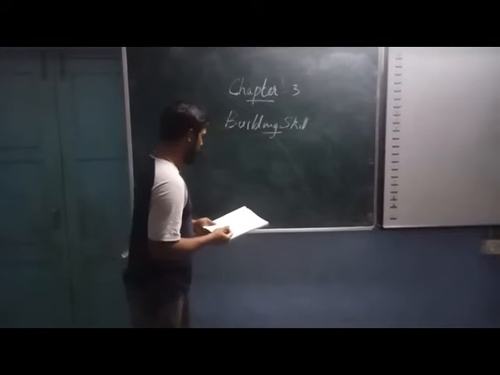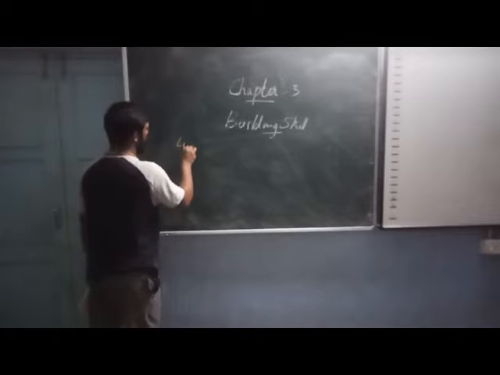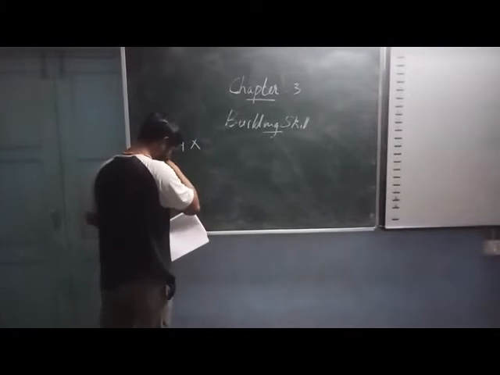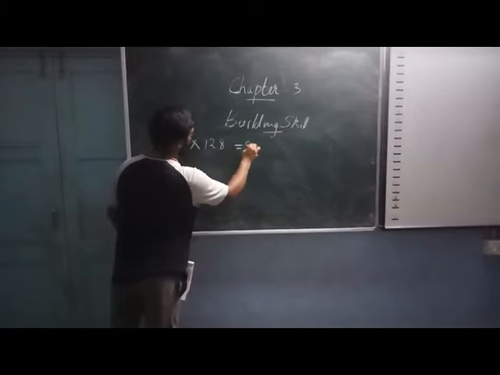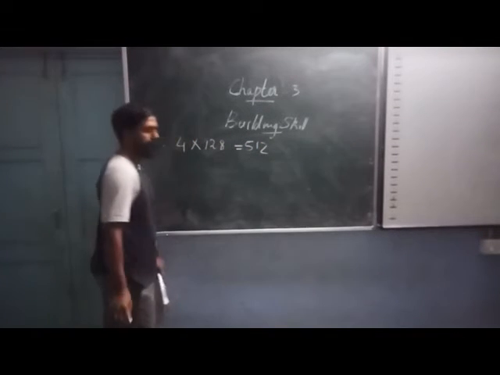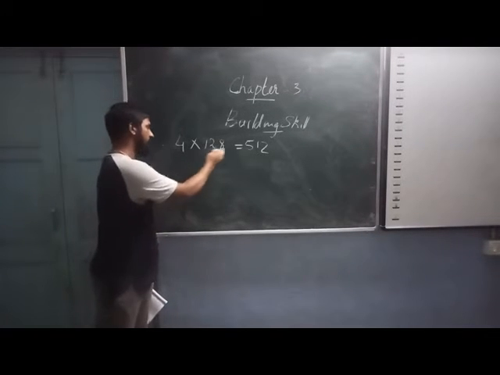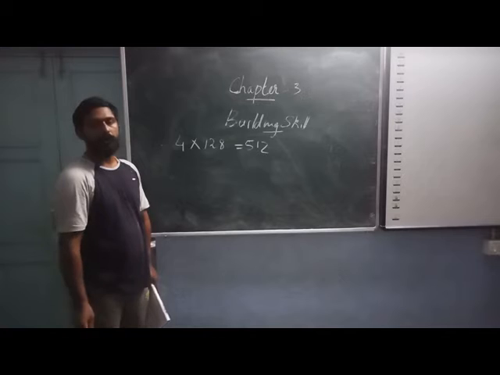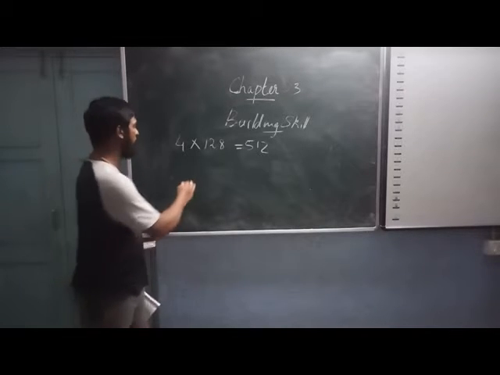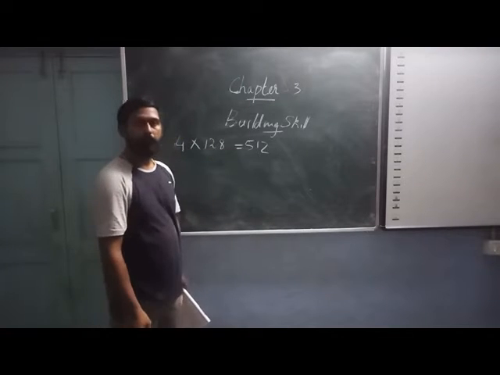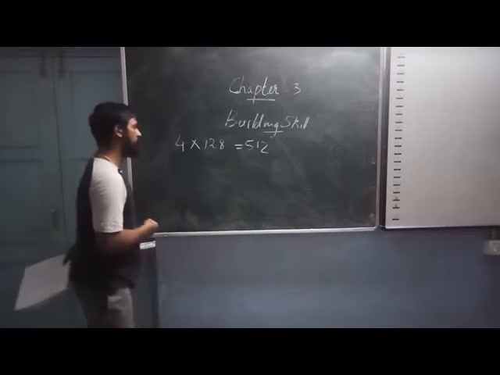So let us see. We are given one set of operations: 4 into 128 is equal to 512. This is an operation. We have been given the question as well as the answer, and now we are asked to express this in the form of a question or a practical application. Let us see how we can do it.